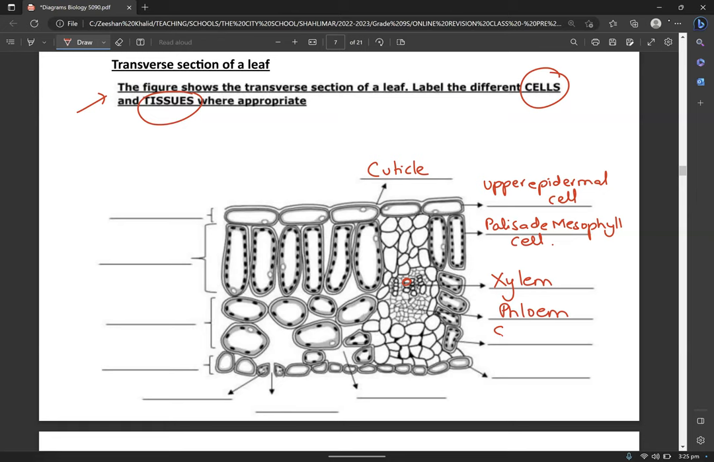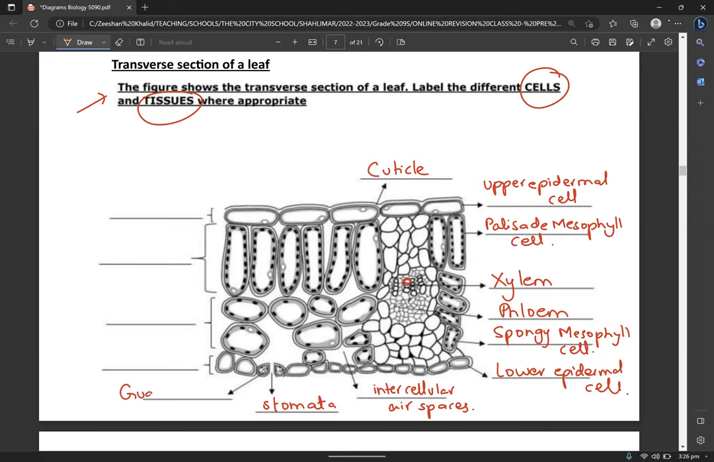And then this is the spongy mesophyll cell. Again, you have to make sure you write full name and not just spongy cell and not just mesophyll cell. This is one of the lower epidermal cells. Theek hai ji, ye aapki intercellular air spaces hain jo spongy mesophyll ke beech mein hoti hain. Theek hai ji, aur phir ye guard cells ke beech mein jo aapki jagah hai, that is stomata, and then these are guard cells. And then at the left-hand side, you can see all of the cells have been labeled.